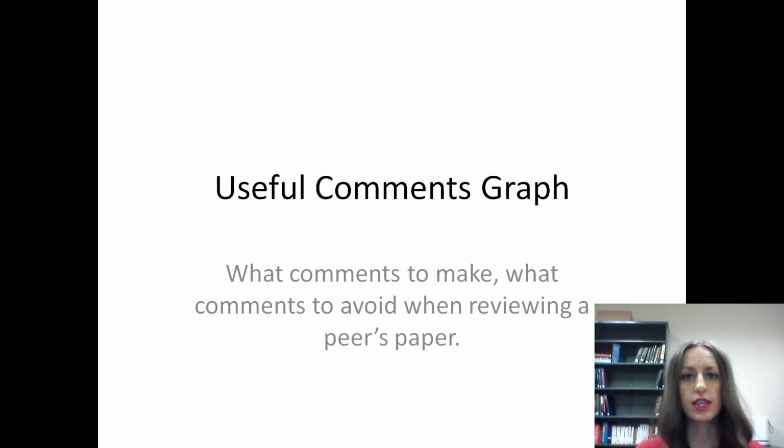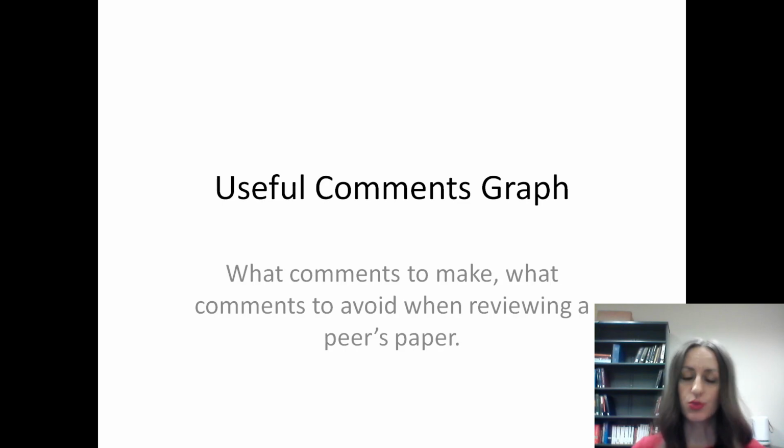The number one thing to remember is your goal. Your goal as a peer reviewer is to help your partner improve their writing, improve their paper, actually get better.